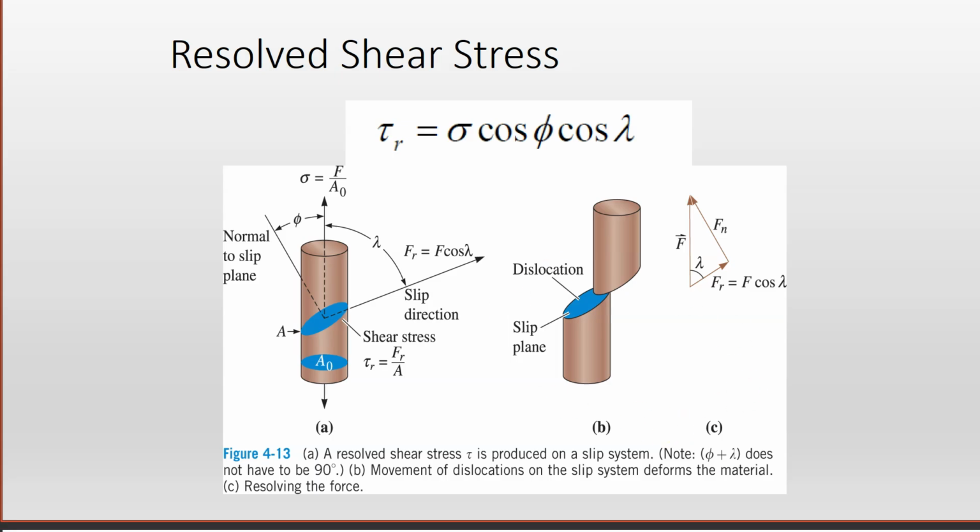So here we see a diagram from the textbook which reiterates what we just learned. For example, here we have a slip direction on a slip plane. Here the force has been resolved along that direction. And we see here how slip has occurred on a certain dislocation. We see the angle phi here being the angle between the normal to the slip plane and the direction of the applied force, which is perpendicular to the original area.